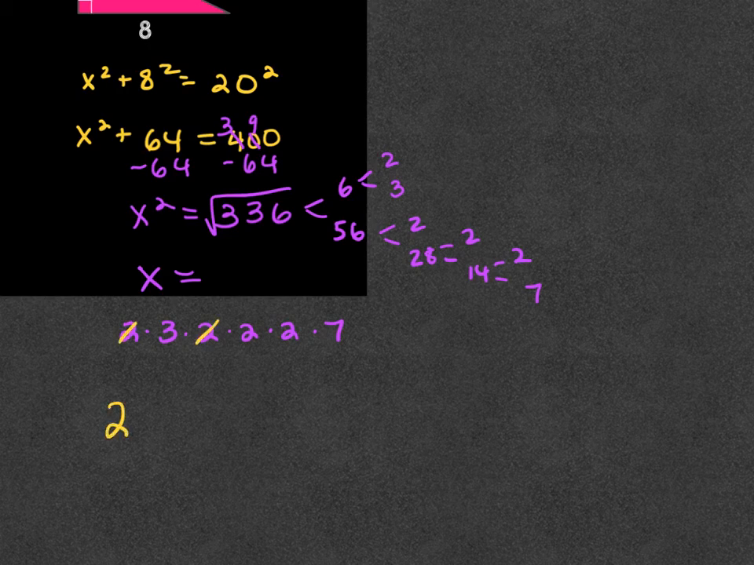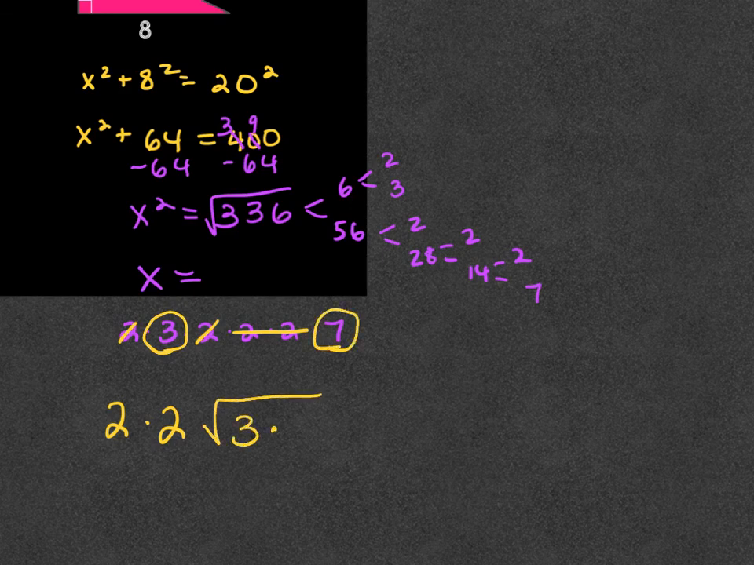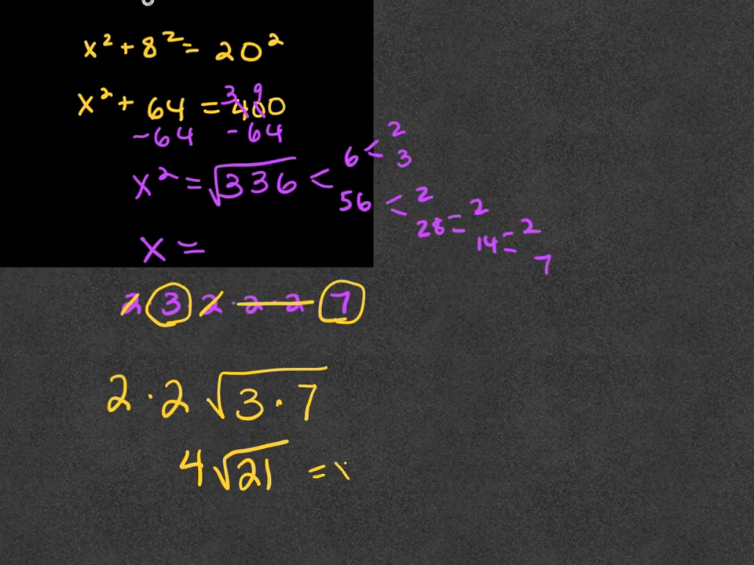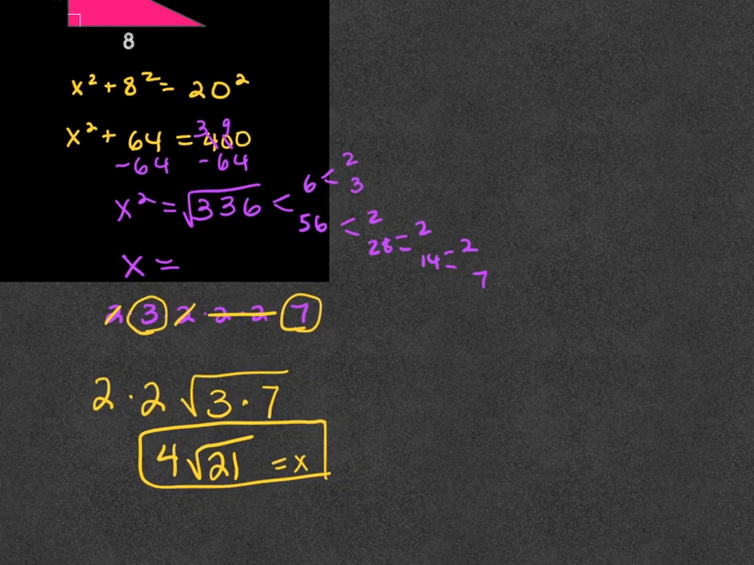So there would be 1 pair of 2s. I can bring a 2 to the outside. There's the second pair of 2s. I bring another 2 to the outside. There's not a match for the 3, so the 3 is going to stay underneath. And there's not a match for the 7, so the 7 stays underneath. So then I multiply together the numbers on the outside, that's 4. Multiply together the numbers on the inside, and that's 21. So x is 4 root 21.